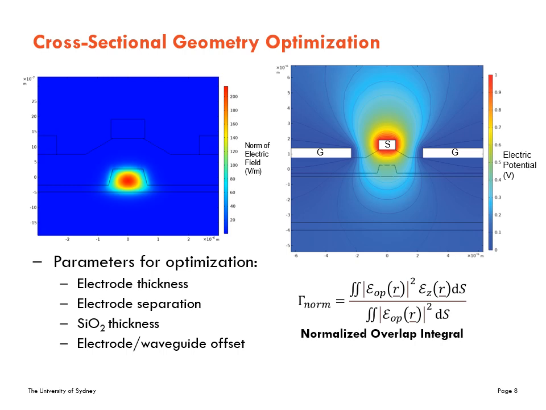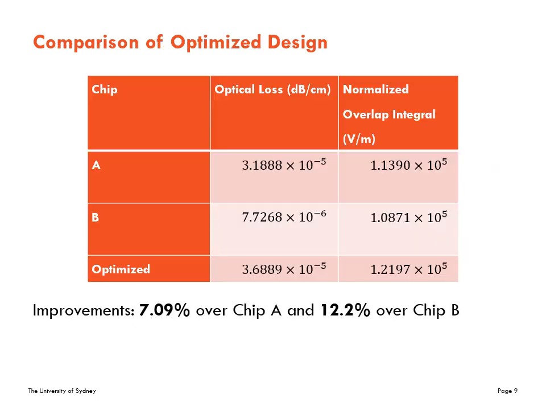The electro-optic efficiency of the modulator can be increased by decreasing the optical loss and increasing the overlap integral. These two performance metrics were used to optimize the geometry by adjusting the electrode thickness, electrode separation, silicon dioxide thickness, and the electrode waveguide offset.